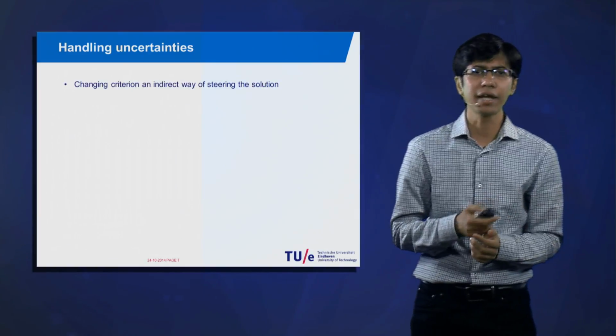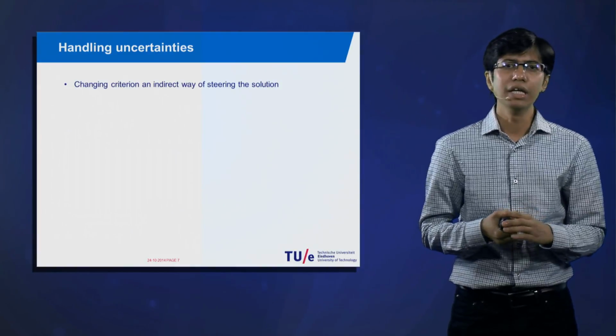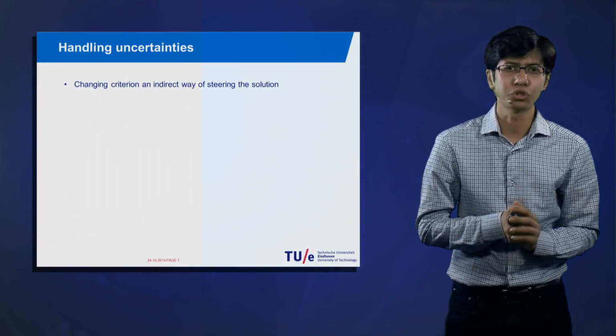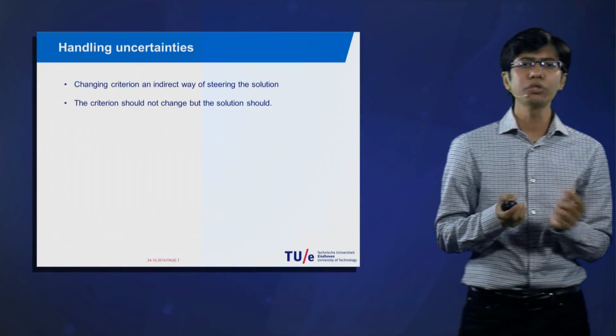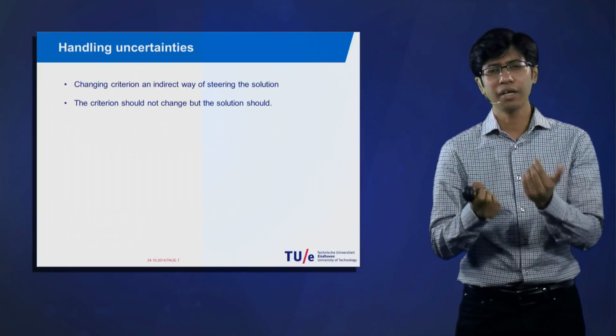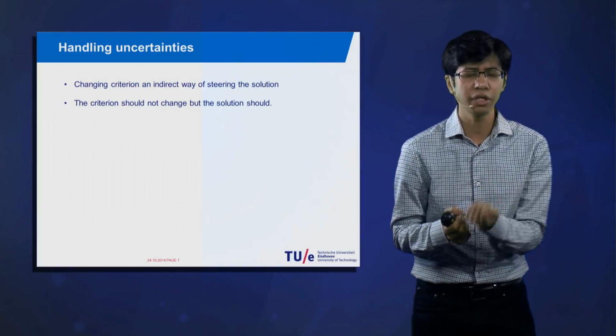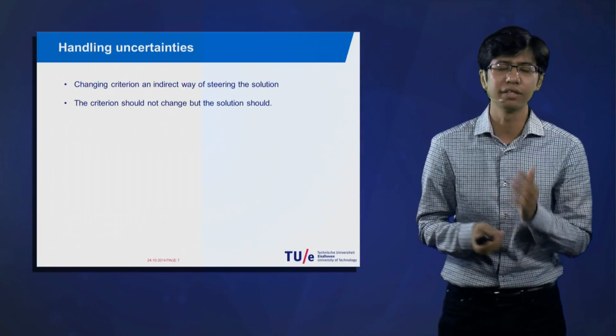So we came up with the idea that this changing of the criteria that we saw in the hierarchical approach is an indirect way of steering the solution toward the desired direction. So we think that the solution should change, not the criteria. Because in the presence of uncertainty, we should not treat the criteria, but we should focus on changing the solution in the desired direction.